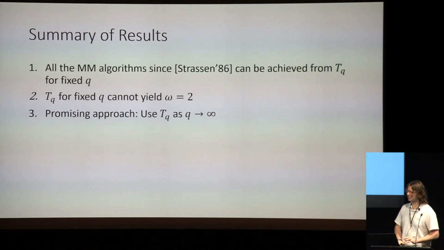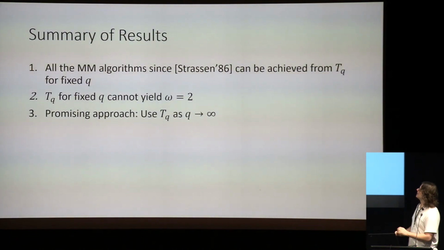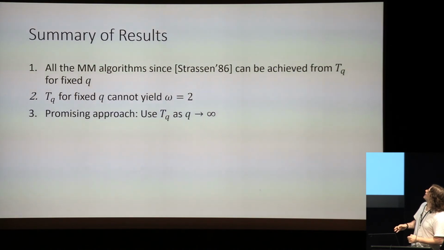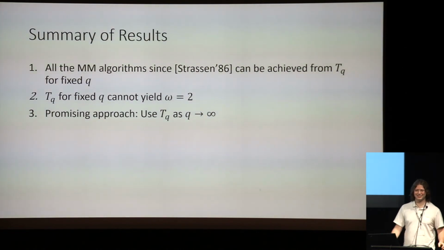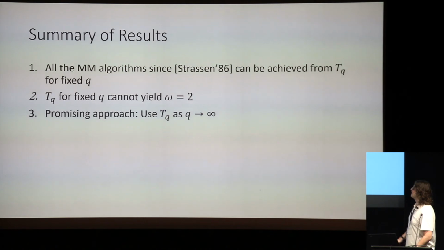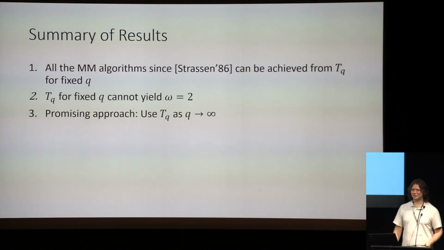Yeah, so just to conclude, here's a summary of our results. We show that all the matrix multiplication algorithms since Strassen's can be achieved by using TQ for a fixed Q. And second, we show that TQ for a fixed Q can't yield omega equals 2, but we think it's a promising approach: as Q gets larger, maybe TQ could be used to prove omega equals 2. Yeah, thanks.